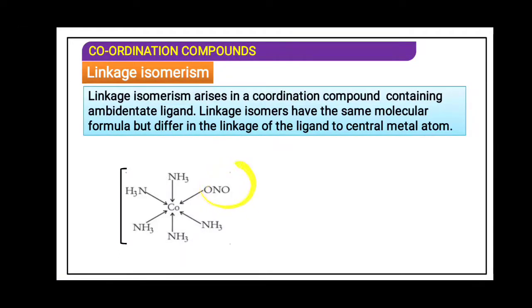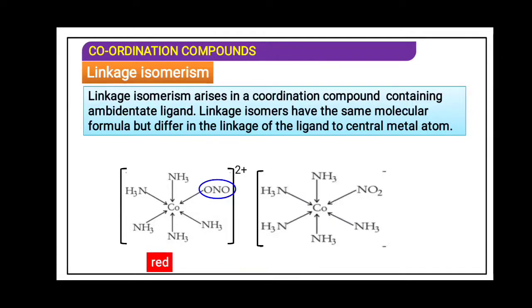See, the NO2 group is bonded with oxygen, cobalt, this is pentaammine cobalt, red color. With the color also we can say that it is a different one, and over here now the bonding is with nitrogen and it is a yellow color. So that is said to be linkage isomerism.